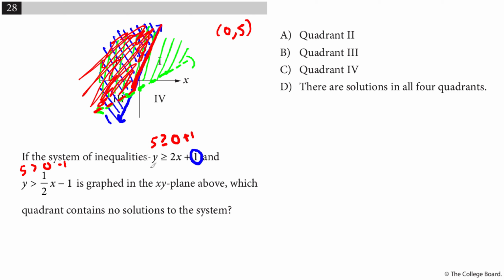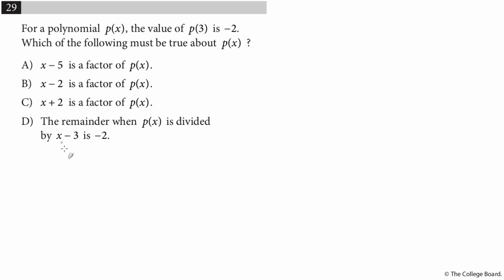If I try a point that is not in this red region, like 0, 0, so 0, 0 is in the green, but not also in the blue, I say, okay, is 0 greater than or equal to 0 plus 1? And the answer is no. 0 is actually less than 1. So this one does not work. And now looking, red has some stuff in quadrant 1, some stuff in quadrant 2, some solutions in quadrant 3, but it has nothing in quadrant 4, so the only one that contains no solutions is quadrant 4. All right, give it a shot.